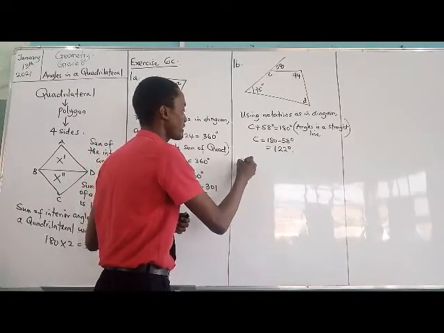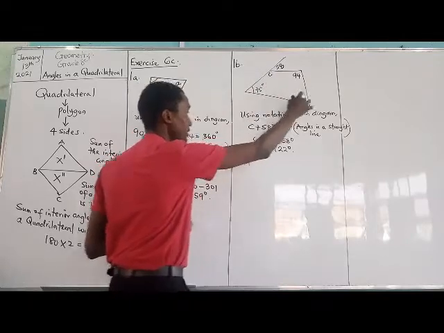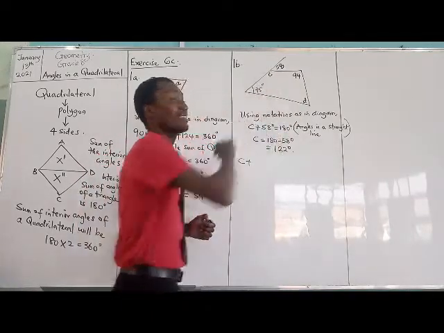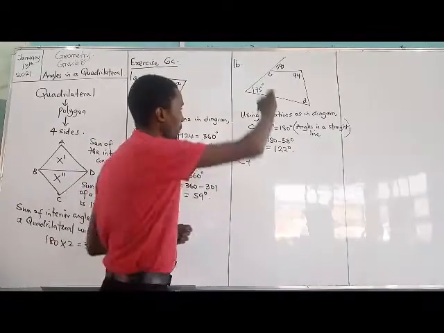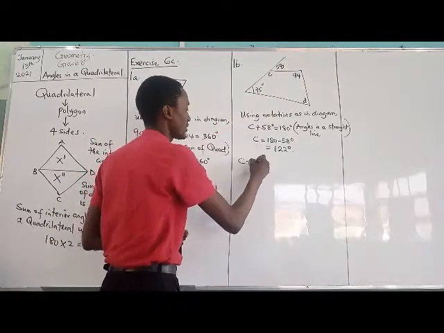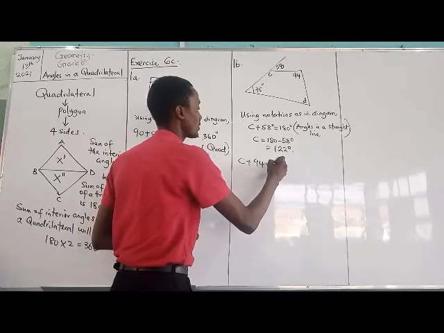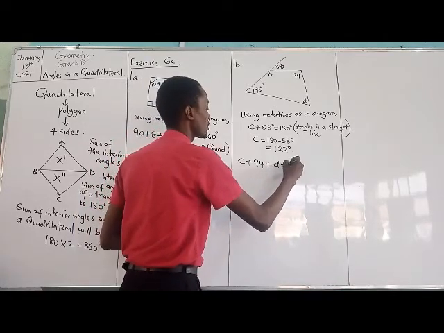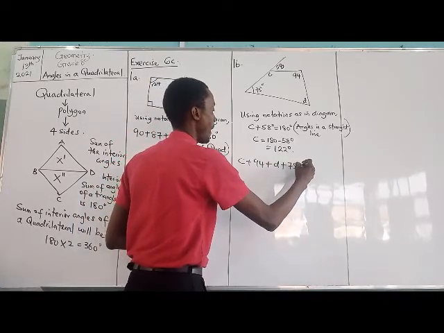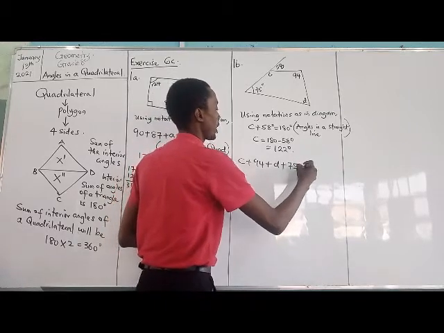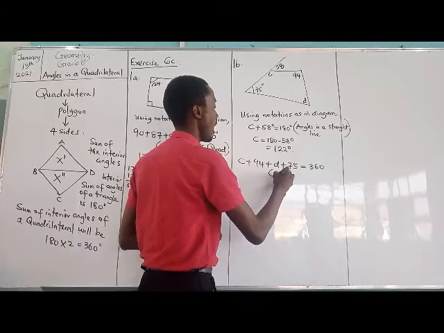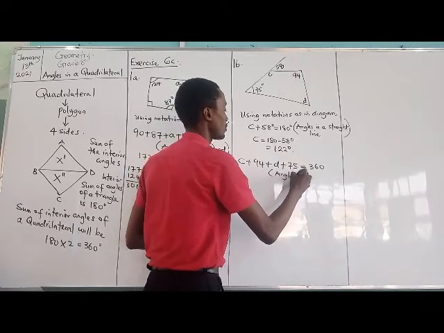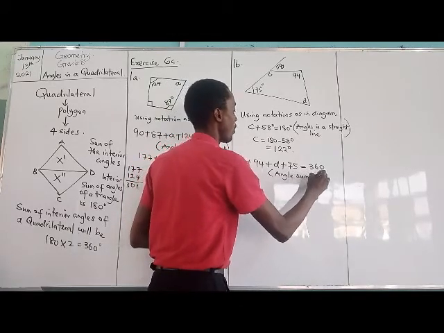We pick the order you see. You can pick like this, or you pick like this. Order is the key word in mathematics. Try to be orderly. So I'm going to pick like this. Plus 94 plus D plus 75 equal to what? 360 degrees. What's the reason for that? Angle sum of what?